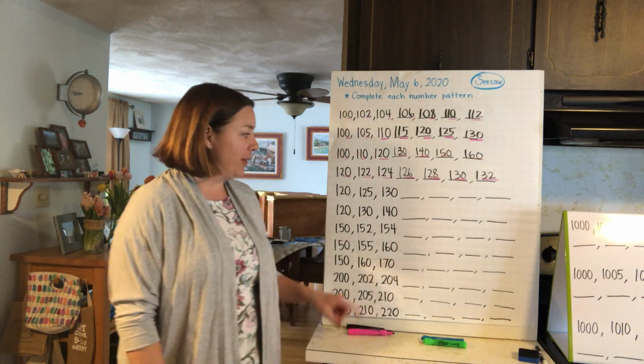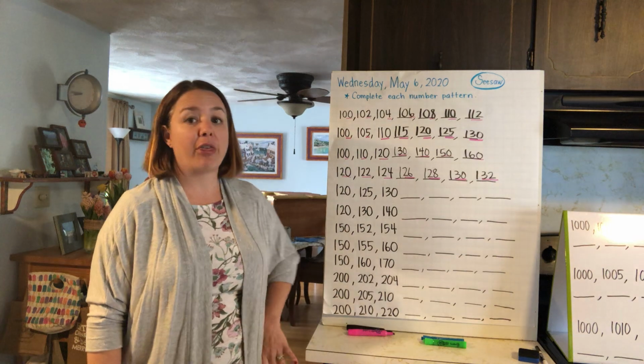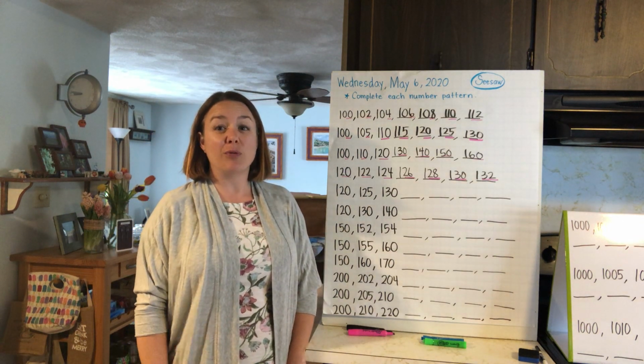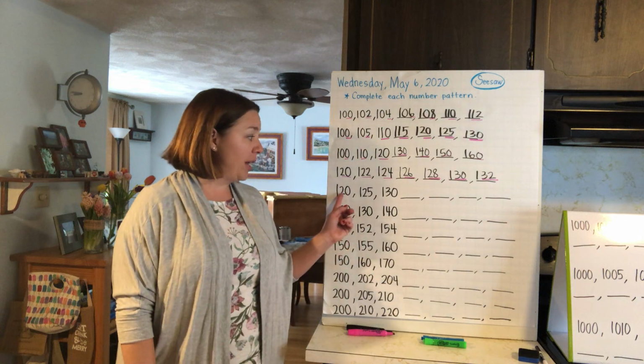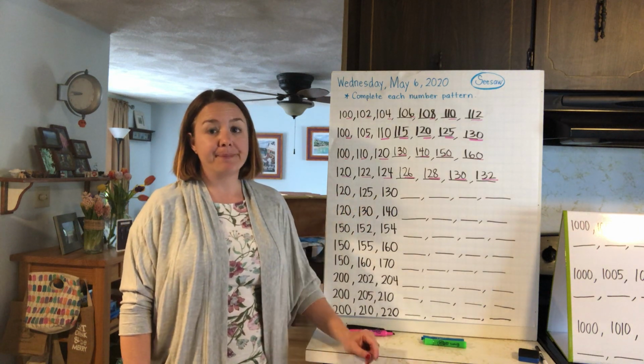All right, here's the new pattern. 120, 125, 130. Write those numbers on your paper and then figure out what comes next, the next four numbers.